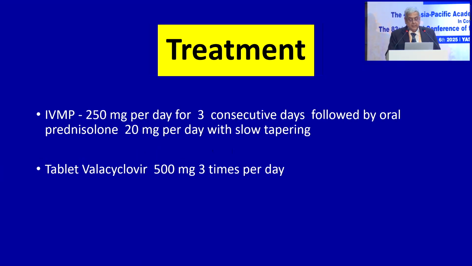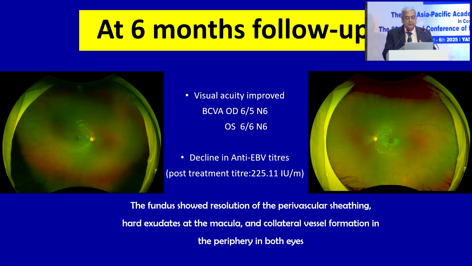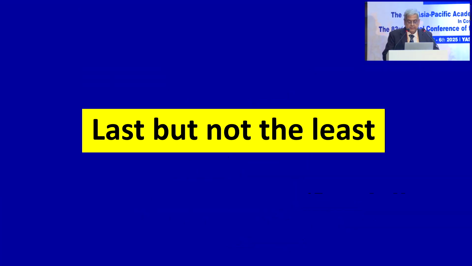Anti-rubella was elevated, and the patient was treated with IVMP 250 mg per day for 3 consecutive days, followed by oral prednisolone 20 mg per day, and also an antiviral tablet was given, though it's not very specific. And what happened? The vision improved to 6/6 and 6/5 in both eyes. Decline in the anti-EBV titer to 225 international units. The fundus shows resolution of retinal vasculitis.